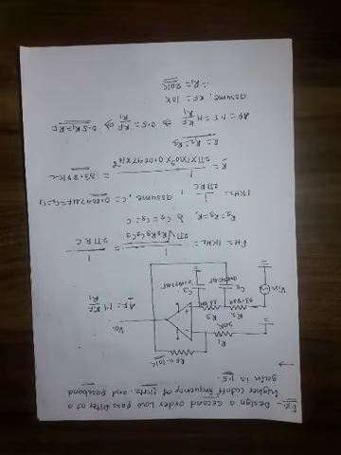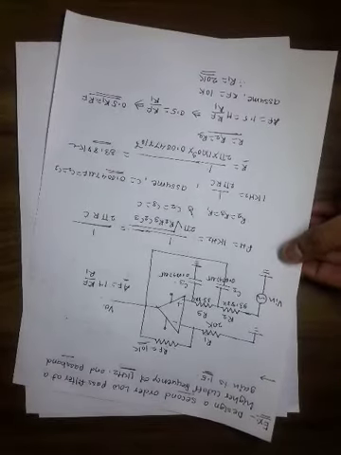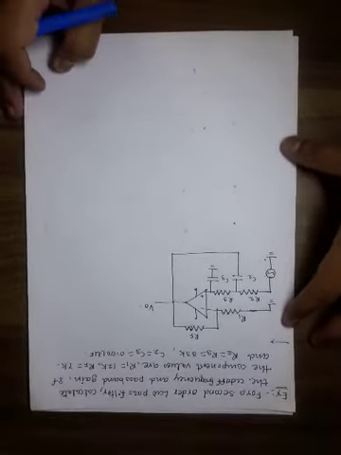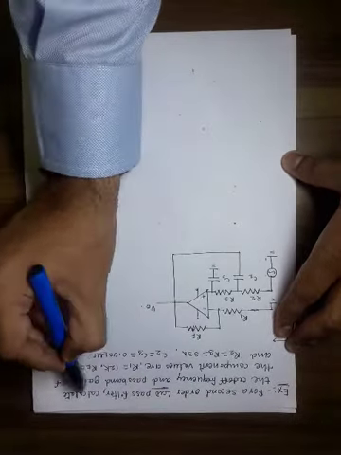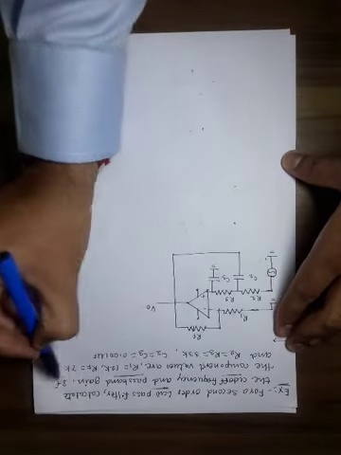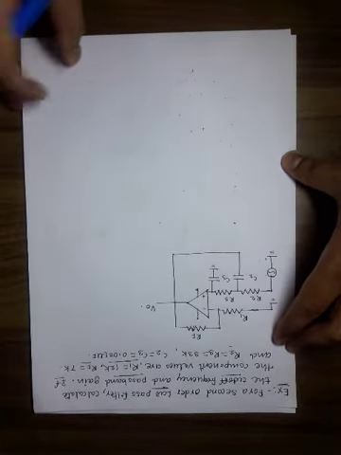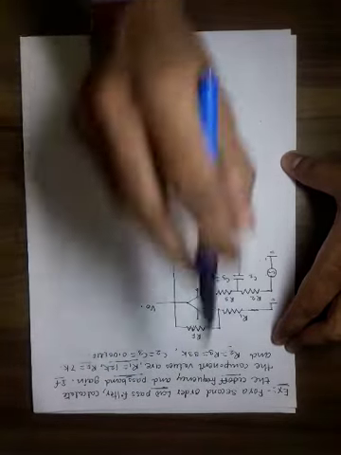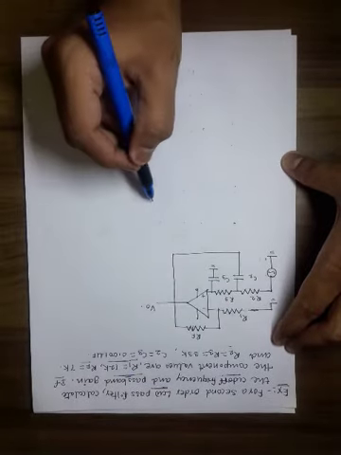Again, okay, we'll select the next numerical. This again is based on the second order filter. For a second order filter, this is somewhat different. For a second order low pass filter, calculate the cutoff frequency and passband gain if the component values are given. Exactly opposite of the earlier one. In the earlier case, the cutoff frequency and passband gain were given and the component values had to be determined. In this numerical, the component values are given and the cutoff frequency and passband gain have to be determined.